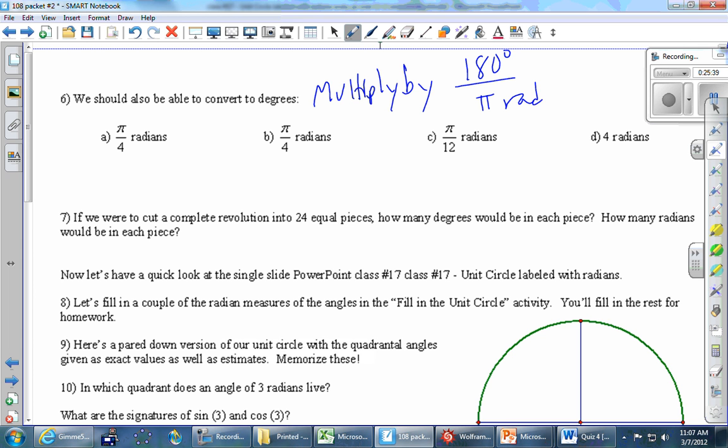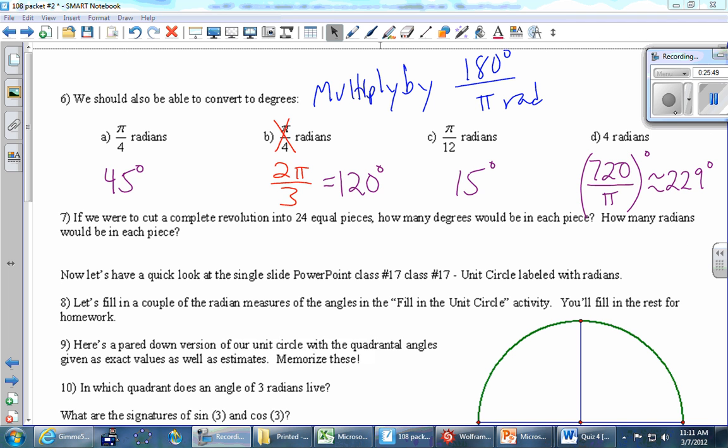So multiply the whole thing by 180 over pi, cancel, and write down what you get, and check with your neighbors. So I've got what I hope are the answers here. 45 degrees is pi over 4. Pi over 4 is still 45 degrees, so we changed it to 2 pi over 3, which turned out to be 120. Is that right? Okay, and then pi over 12 is 15 degrees.